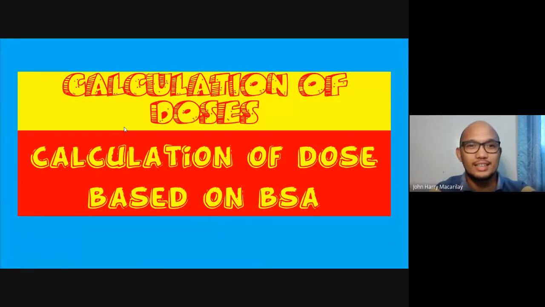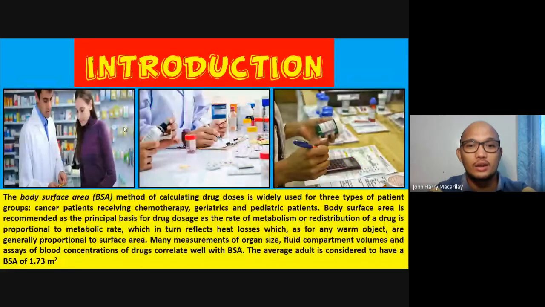So we're going to discuss the last portion of the calculation of doses, which is particularly the calculation of dose based on body surface area. The body surface area method of calculating drug doses is widely used for three types of patient groups, namely cancer patients receiving chemotherapy, geriatrics, and pediatrics patients.